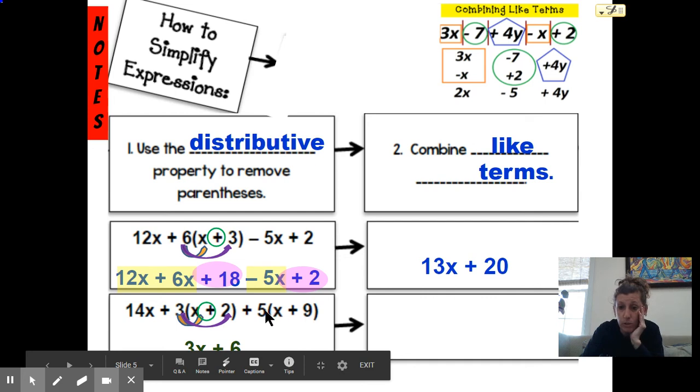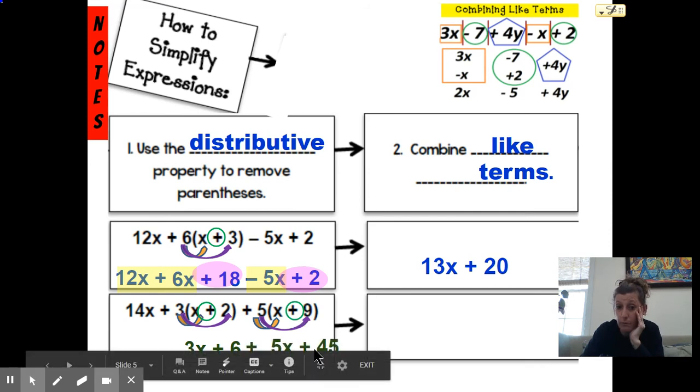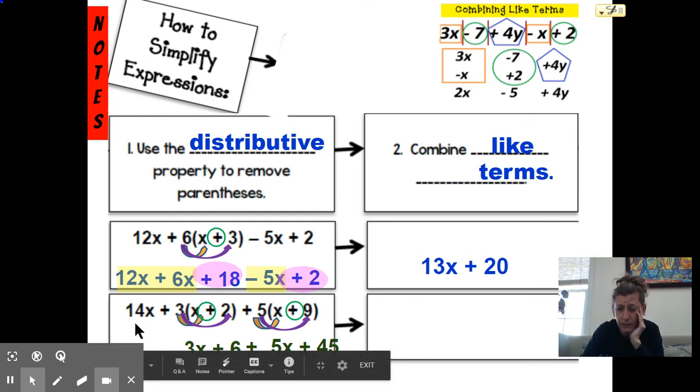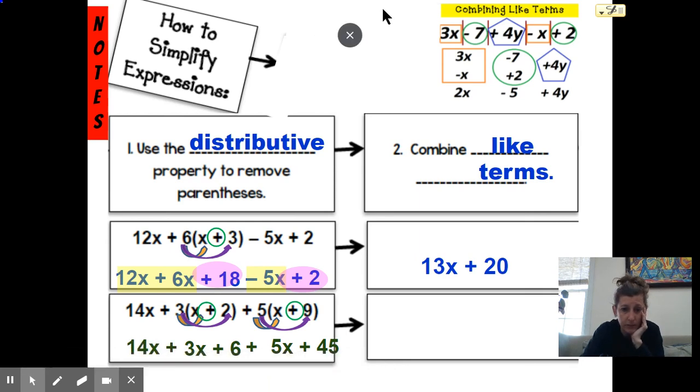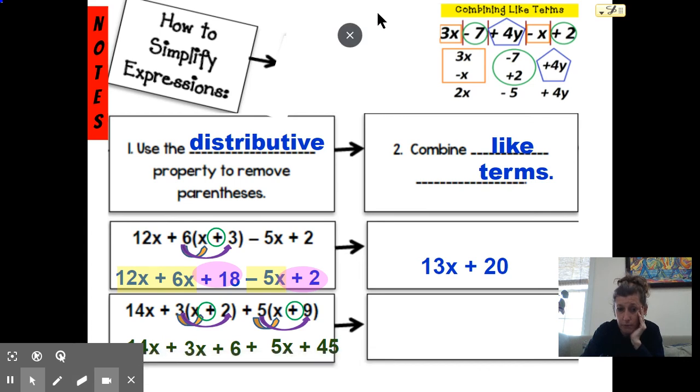And I see one more parentheses distributive property I can do. So I'm going to go up here and I'm going to distribute the 5 to the x and the 5 to the 9, and that's going to give me 5x, 45, and I'm just going to bring the plus sign down. And then this one, I just brought that sign down too. And then I'm just going to bring this term 14x. And now I've gotten rid of all my parentheses. And it's all addition. It's all positive.